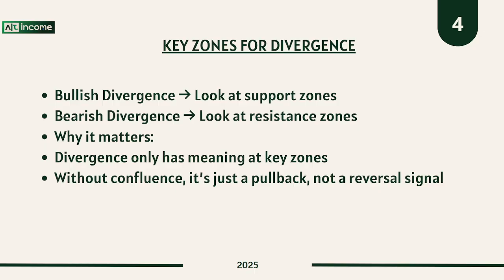Okay, so on key zones, on levels at which price has tested so many times, and it's showing you that yes, this level is where the possibility of reversal is going to come in. Those are the levels that we want to look at. Okay, without confluence, it's just a pullback. When there's no other confluence, this is just a pullback. What are the confluences you can use? You can use trend line confluence, you can use chart pattern confluence, and all of that. Otherwise it's just a pullback, but not a reversal signal.